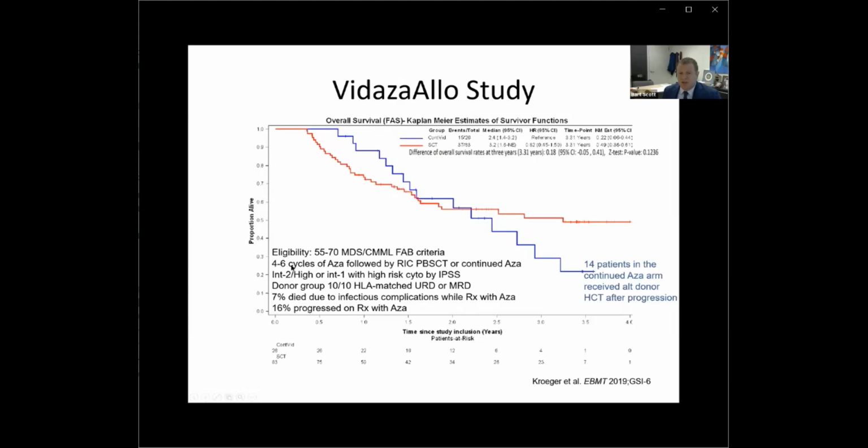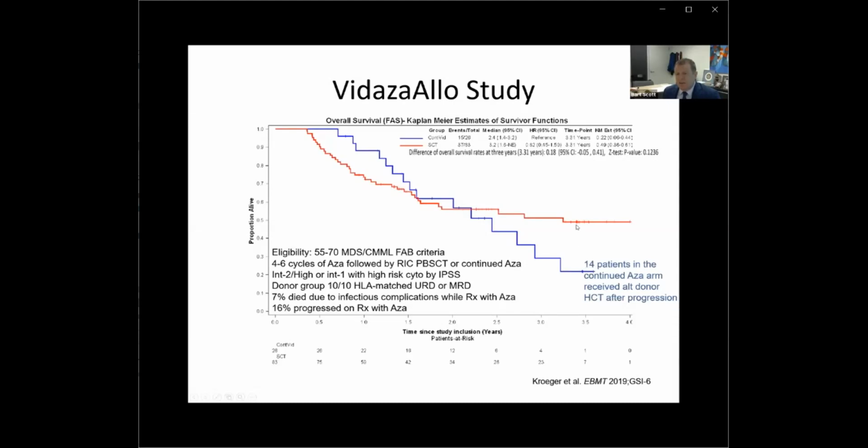All patients received 4 to 6 cycles of azacitidine, and if you had a donor, you went through transplant with reduced intensity conditioning. 7% of patients died with infections in the initial phase. 16% of patients progressed in the initial phase. So around 23% of patients ended up not being assigned to continue the Vidaza or undergo transplant because of immediate complications from the transplant itself. And 14 patients in the AZA arm received alternative donor transplant. They weren't supposed to do that, but they did it anyway. But it's an intent to treat analysis.